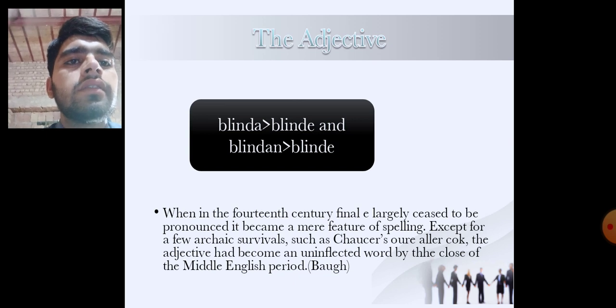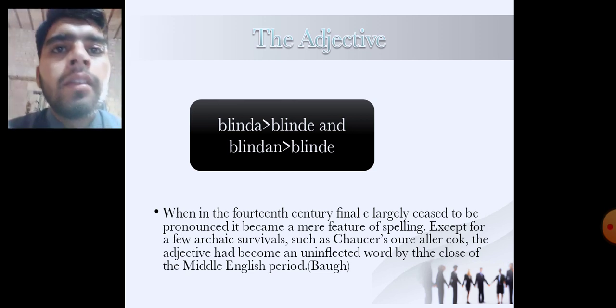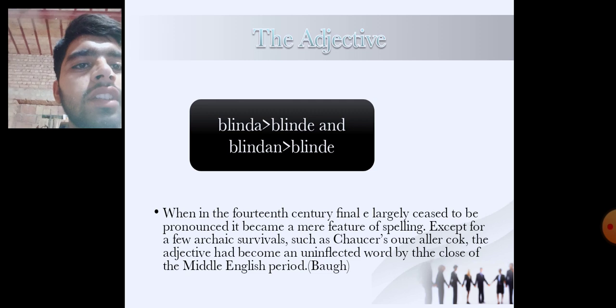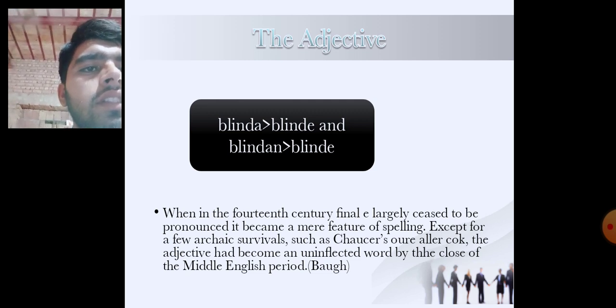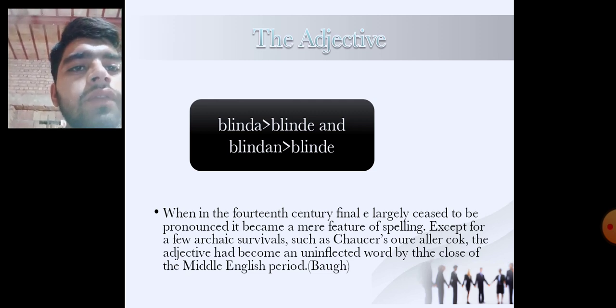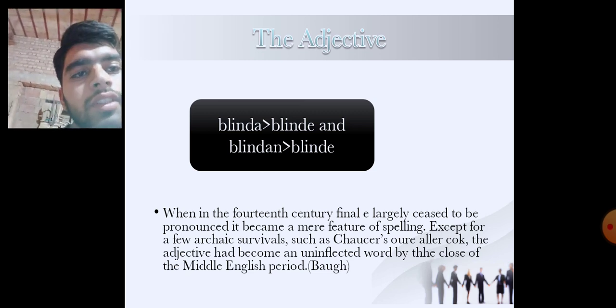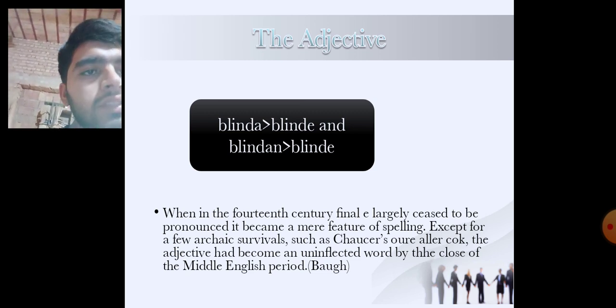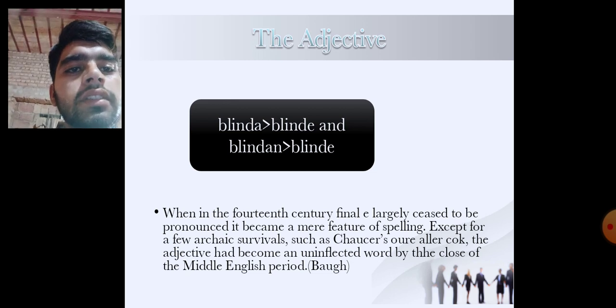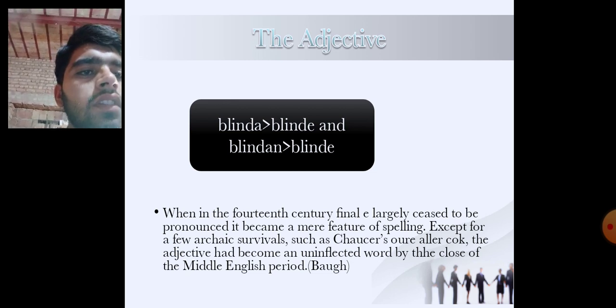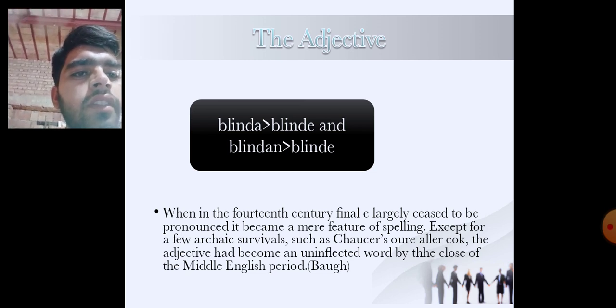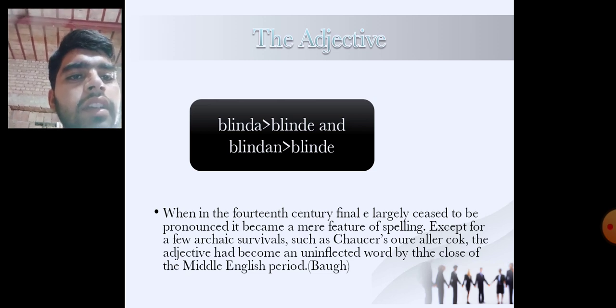The adjective. Blind, blinde, and blinden. When in the 14th century the final e largely ceased to be pronounced, it became a mere feature of spelling. Except for a few artistic revivals such as in Chaucer, the adjective had become an uninflected word by the close of the Middle English period.